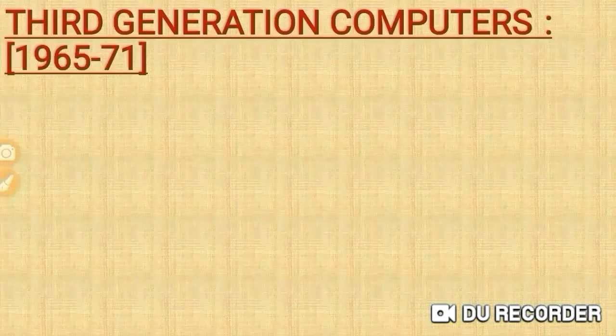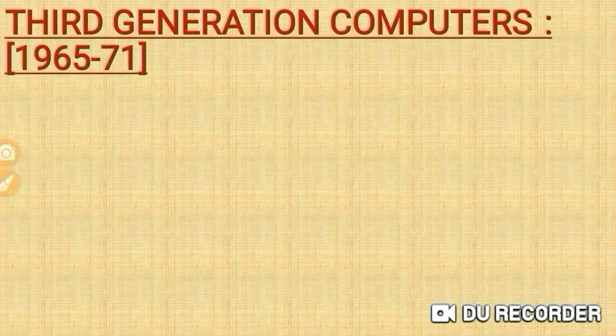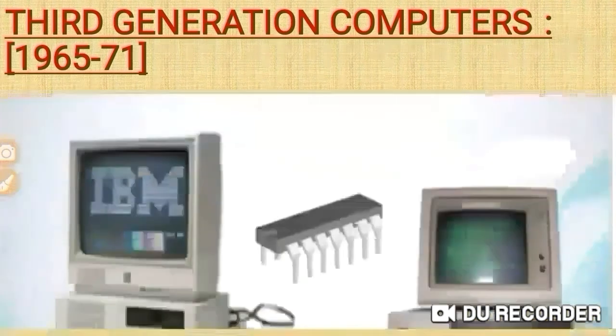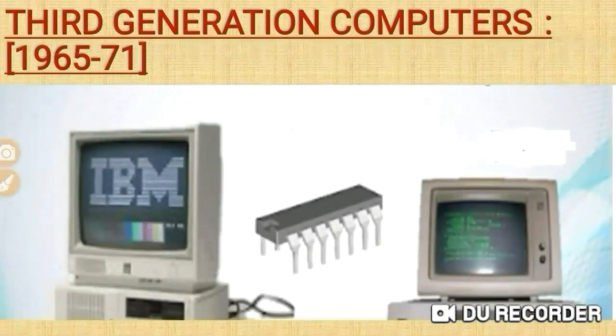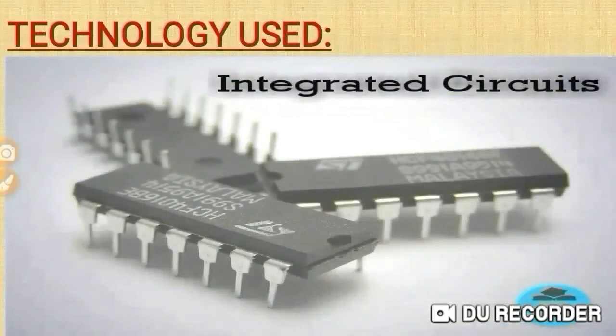Third generation computers. Computers developed during 1965 to 71 come under third generation computers. This generation computers were small in size as compared to first and second generation computers. In this generation, transistors were replaced by integrated circuits, also called semiconductor chips, which increased the speed of computers, which made computers more powerful.